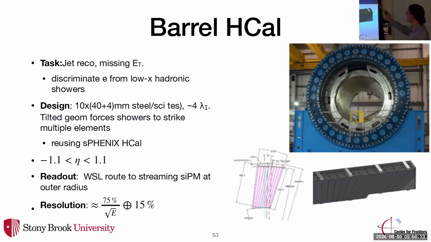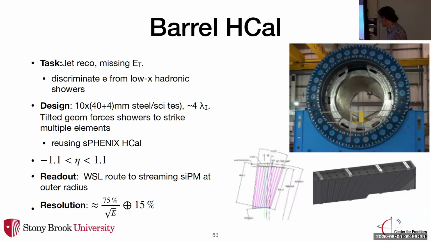This is the sPHENIX detector many years ago now, in 2021, when we started putting it together. Pretty soon it's going to look like this again as we take it apart. And it is going to selflessly donate the hadronic calorimeter barrel to the EIC. So you'll get the same sort of setup that we have.